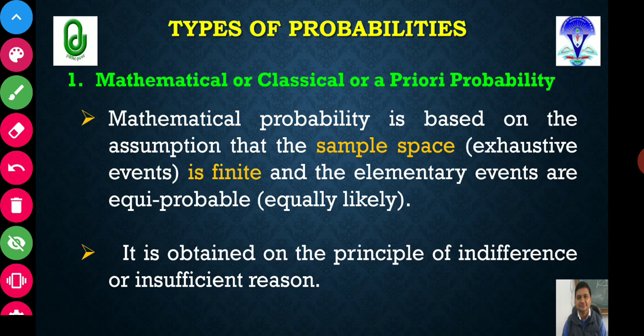You will realize when you study the genetics portion, how the gametes are getting fused and how genes are getting exchanged, and what will be the outcome, that will be depending on the probability. So now we'll see what the different types of probabilities are. So the first one is the mathematical or classical or a priori probability. A priori probability. So what is mathematical or classical or a priori probability?